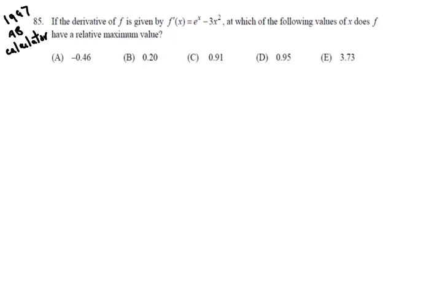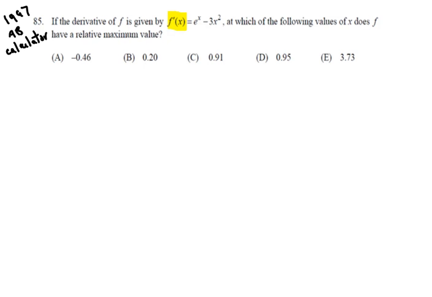In 1997 AB 85, we also have a calculator question, and it says that if the derivative of f is given by f prime equals e to the x minus 3x squared, at which of the following values of x does f have a relative maximum value? Now what you have to watch out for here is that what you're given is not the original function. What you're given is the derivative. So that's a big difference there.